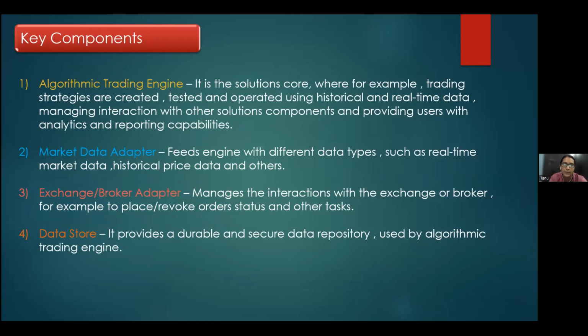So these are the four main components. First one is the algorithm trading engine. Second one is the market data adapter. And the third one is the exchange or the broker adapter. And the last one is the data store.